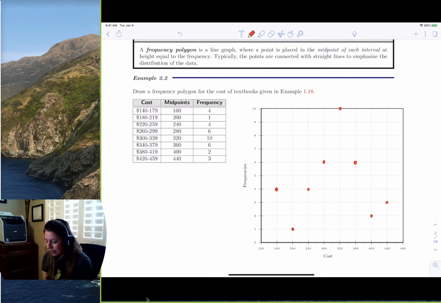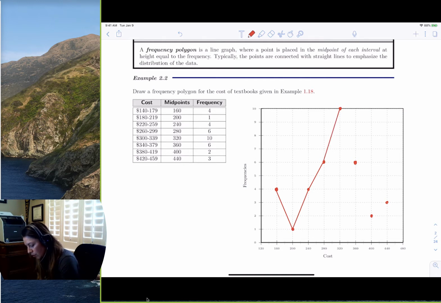Okay, so you can see that I have what look like ordered pairs in the first quadrant, right? And so now what we're going to do is connect from left to right, lowest to highest on the cost, with lines. So let's go ahead and do that. I would start at 160 and connect the dot I see at 200. And here from 200 to 240, 240 to 280, 280 to 320, and so on. And so essentially this is the polygon, right? The straight edges.